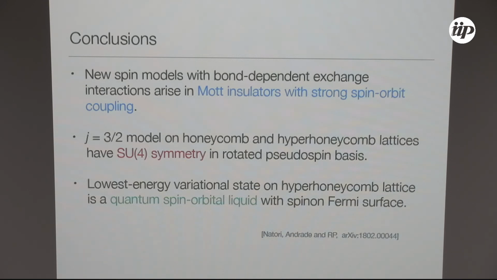And we looked at some variational states for the spin orbital model on the hyperhoneycomb lattice, and from what we can tell, the lowest energy one is a quantum spin orbital liquid with a spinon Fermi surface.